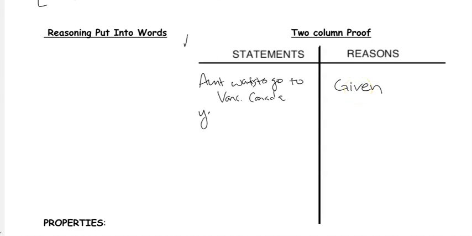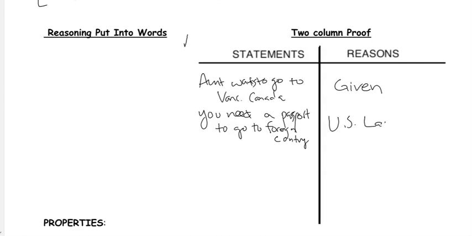You know you need a passport to go to a foreign country. How do you know that? U.S. law. What else do you know? Vancouver, Canada is outside the U.S. Well, how do I know that? Definition of U.S. borders.